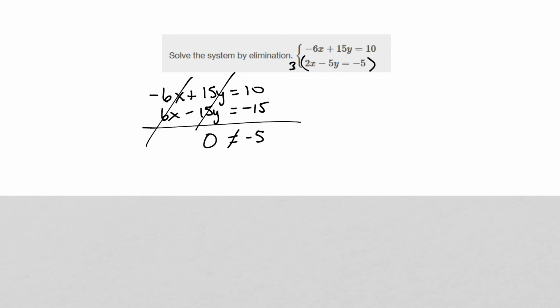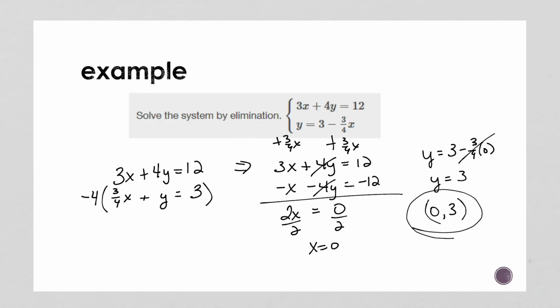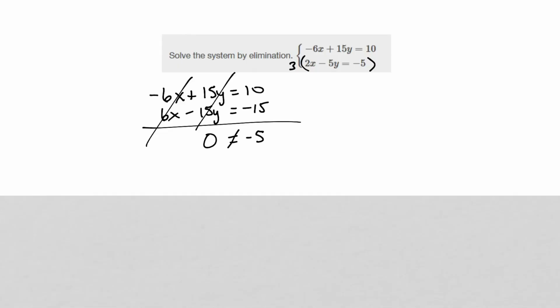Let me show you real quick. I'm going to go back a page. Notice right here, we had 2x is equal to 0. We still had a variable. Both variables didn't go away. That's very different than this problem where both variables went away.